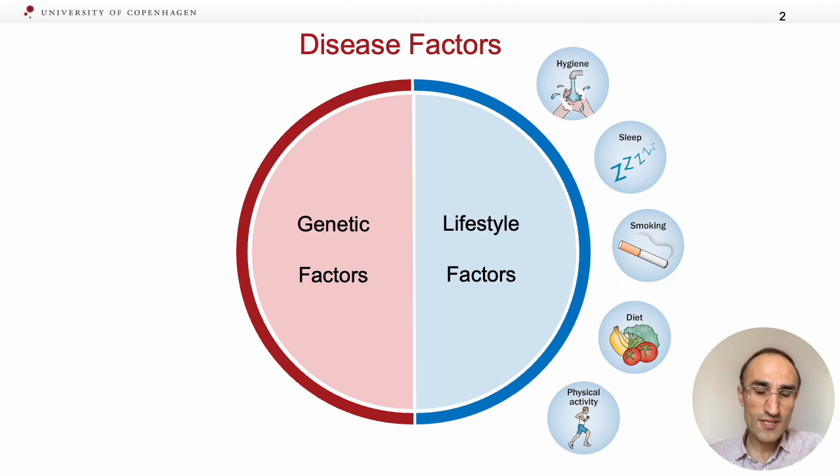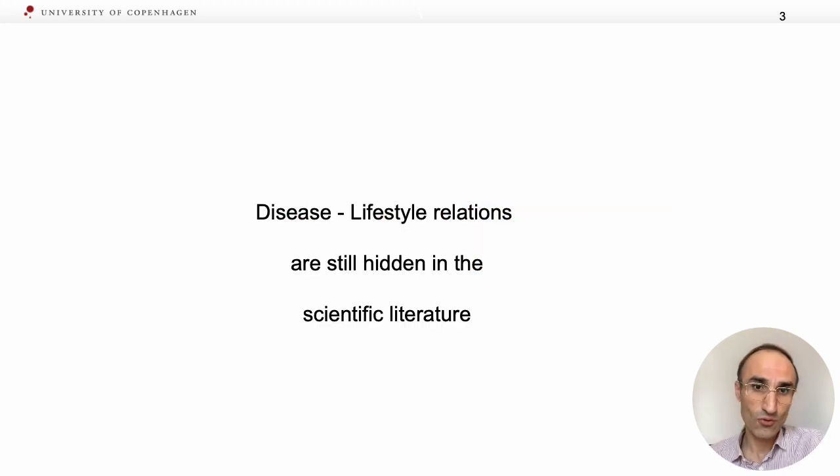As we all know, disease onset and development is not only related to genetic factors, but also closely related to lifestyle factors, such as physical activity, nutrition, smoking, among others. About genetic factors, we are in a pretty good situation, and there are a lot of databases which cover gene disease associations. But this is not the case for lifestyle factors, and there's no knowledge base for them. So disease lifestyle associations are still hidden in scientific literature.